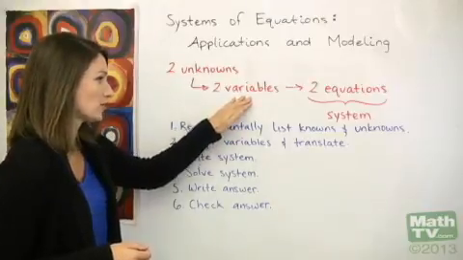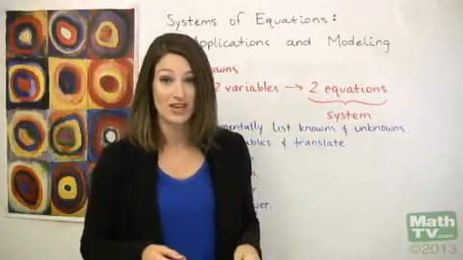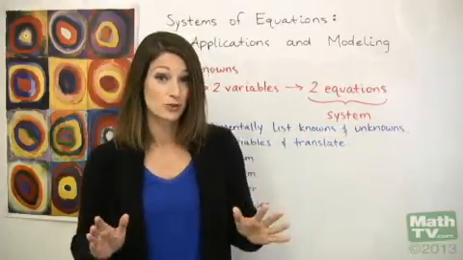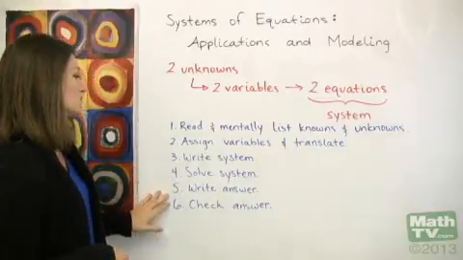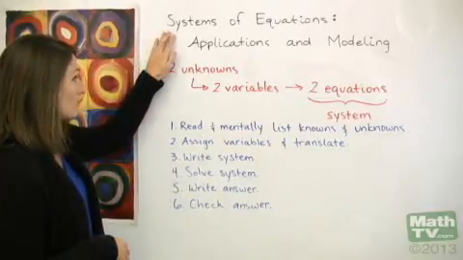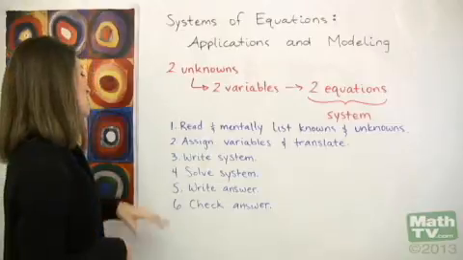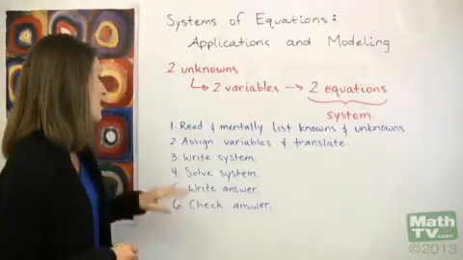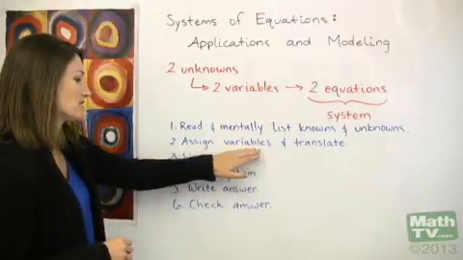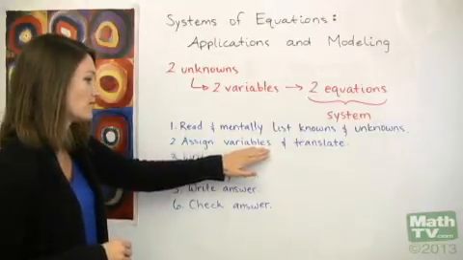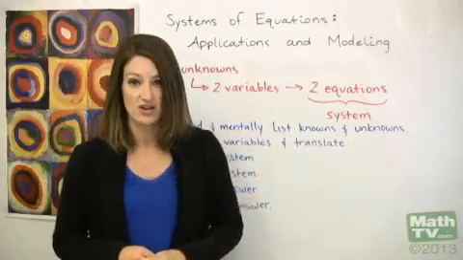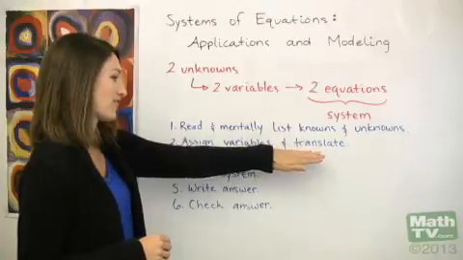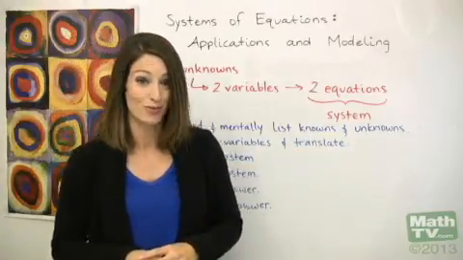And when you have two variables, we need to set up two equations that create a system in order to solve that problem. So to review, here's a blueprint for problem solving that represents problems that use systems of equations. So the first step is to read and mentally list knowns and unknowns. The second is to assign variables, and notice this is plural, so it's not just one variable, but one for each unknown that you need to find in your problem. And then you translate that information into mathematical expressions using those variables.